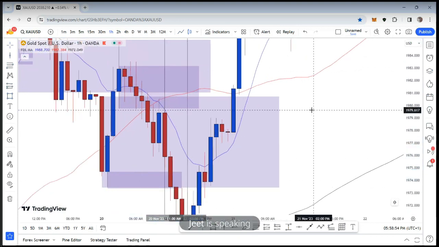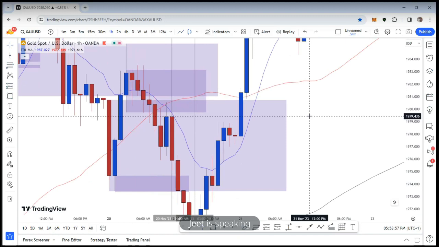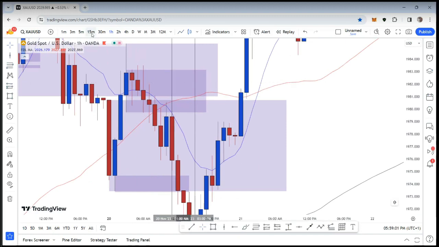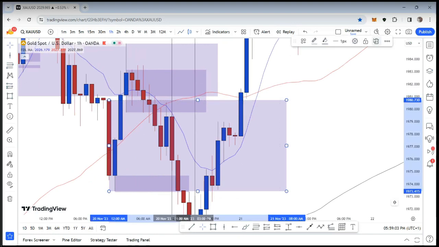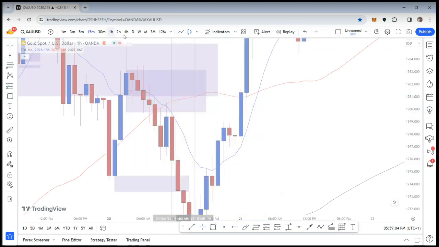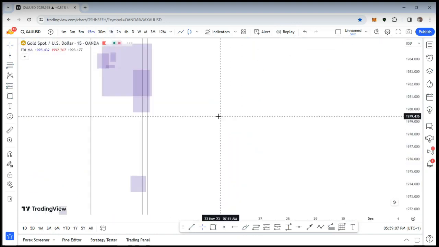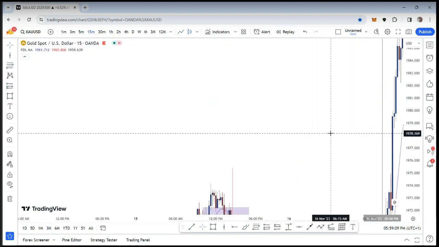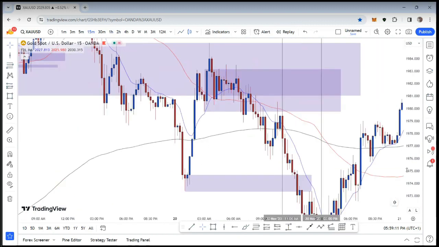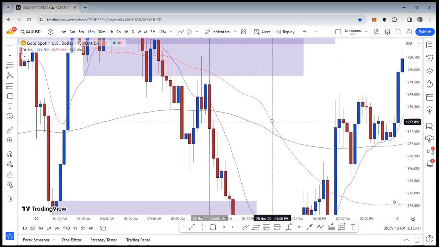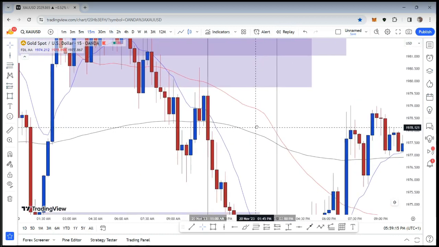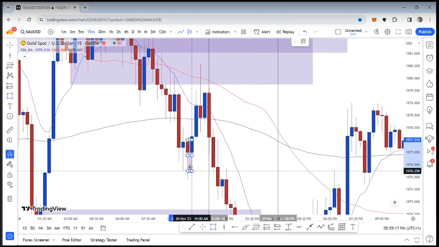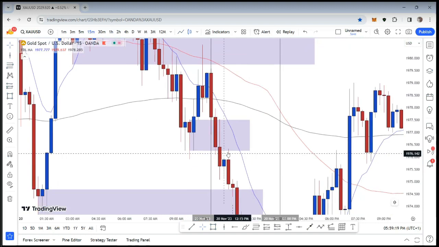Right. So now, as price is testing this, I want 15-minute structure to align. Let's go down to 15 minutes. Let me take this out so that you guys can know what we are doing. Now, ask yourself, guys, did we have a 15-minute change of storyline? Yes, we did. This is the retest.